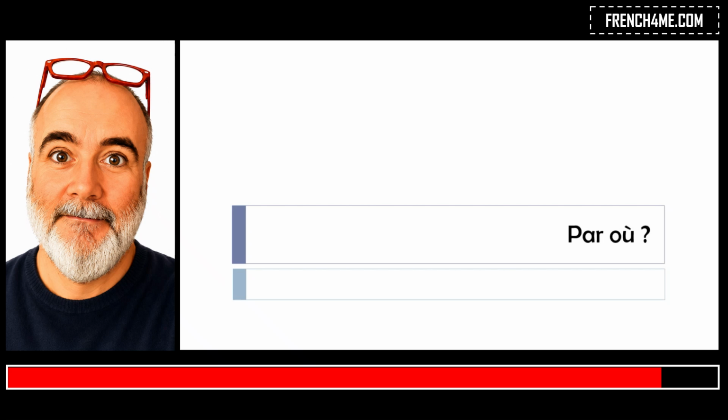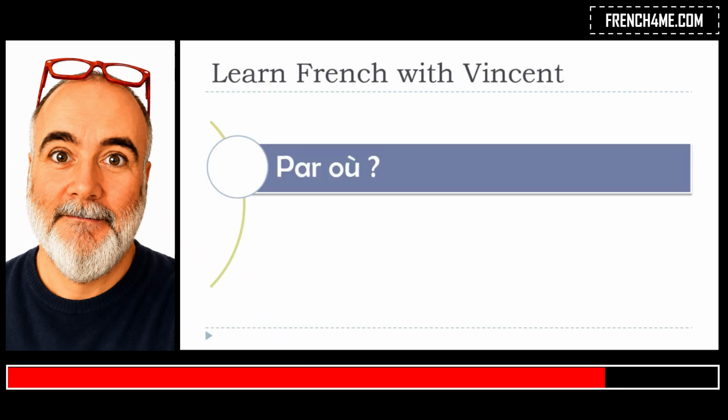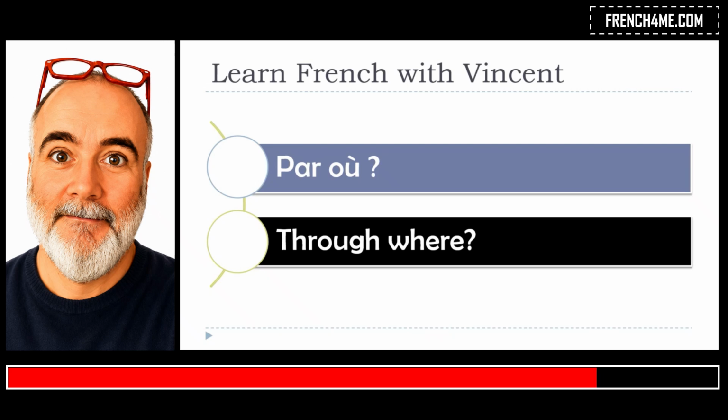In this lesson, we will see together a few questions, 6 questions to be more precise, in which you will have a par où. Okay, so after that you will know exactly how to construct them. So we can start. Through where, par où, par où, par où.